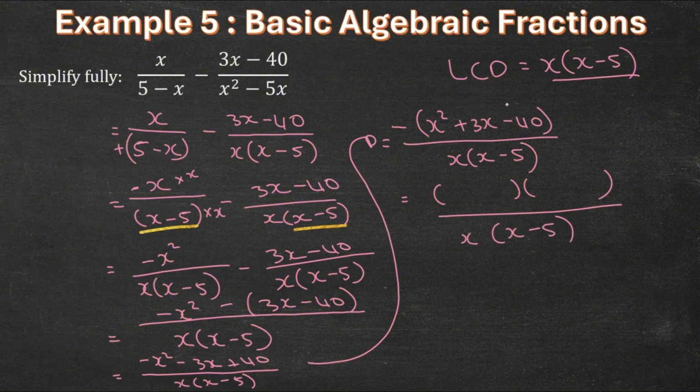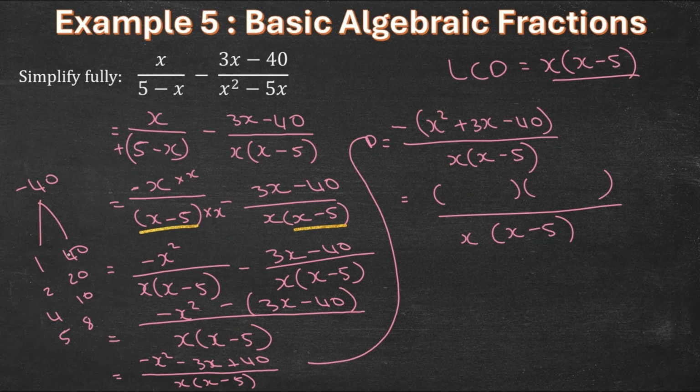This is a basic trinomial because the leading coefficient is 1. So we need two numbers that, when multiplied, will give us negative 40, and when I add those two numbers will give me this positive 3, which is the coefficient for this middle term. So let's find the factor pairs for 40. Let's ignore the negative sign for now. It will be 1 times 40, 2 times 20, 4 times 10, and 5 times 8.